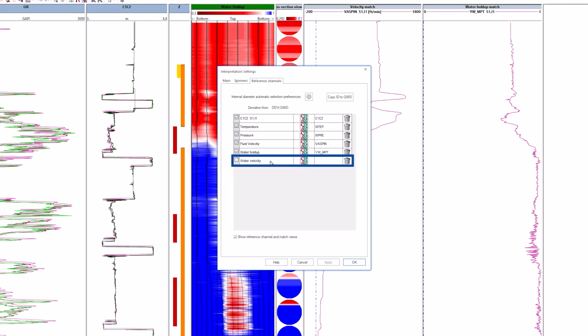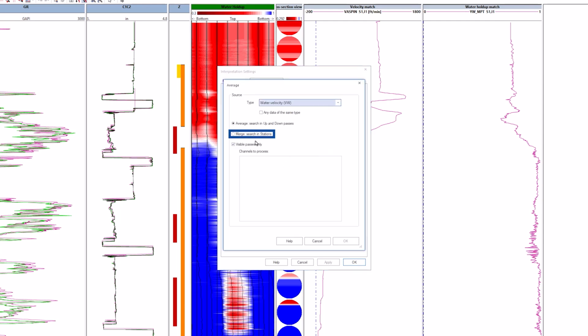Click on Water Velocity. For flow profiling purposes, oxygen activation is recorded as stationary measurements. Click on Merge Search in Stations. Select all the relevant stations.